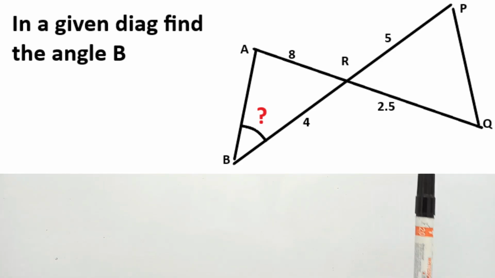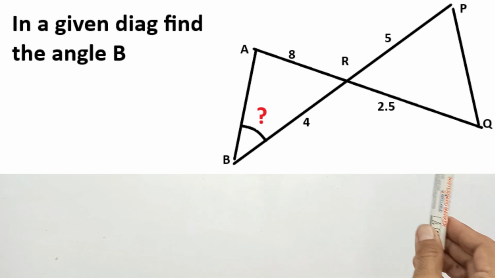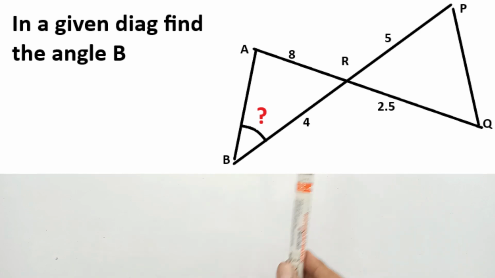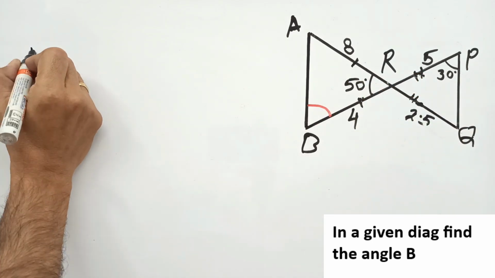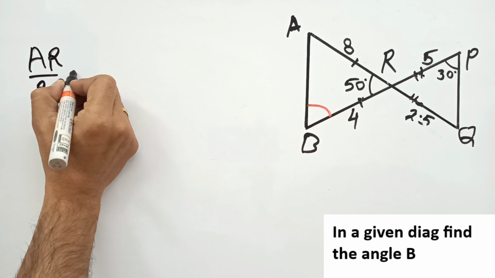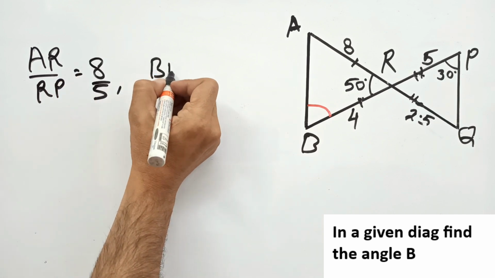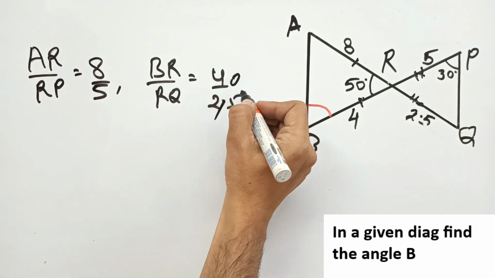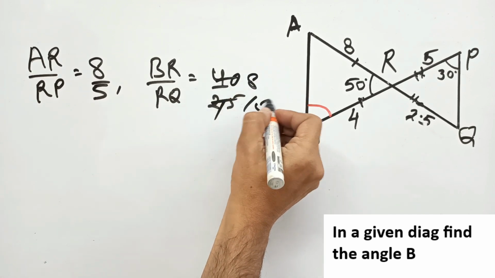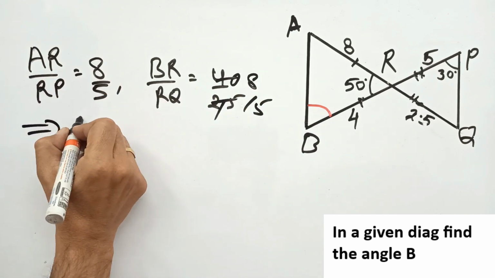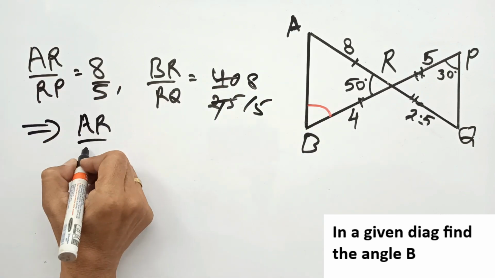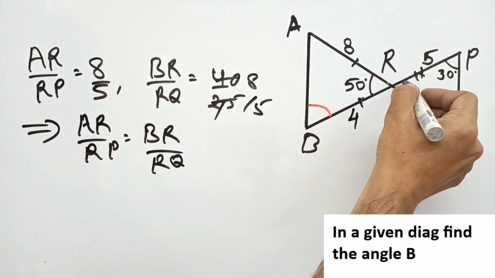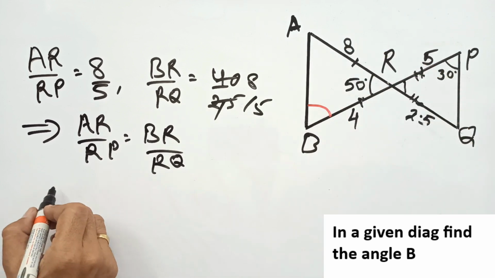In the given diagram there are two triangles ARB and PRQ and the angle is given, 50 and 30, and dimensions are given. You have to find the angle B. Let us check the proportions. So if we cancel, this will be 8 upon 5. So this implies that these proportions are equal. AR upon RP is equal to BR upon RQ. And also this is a vertically opposite angle, ARB equal to PRQ.